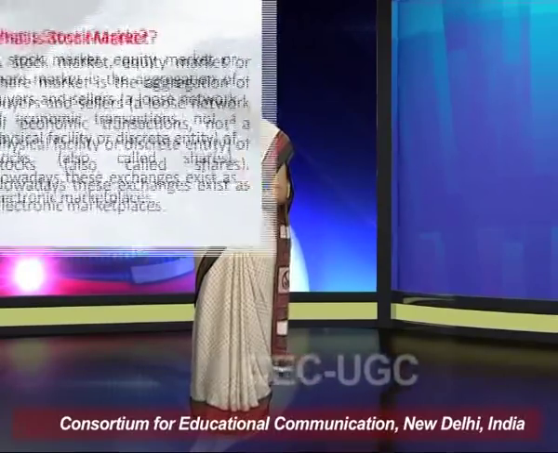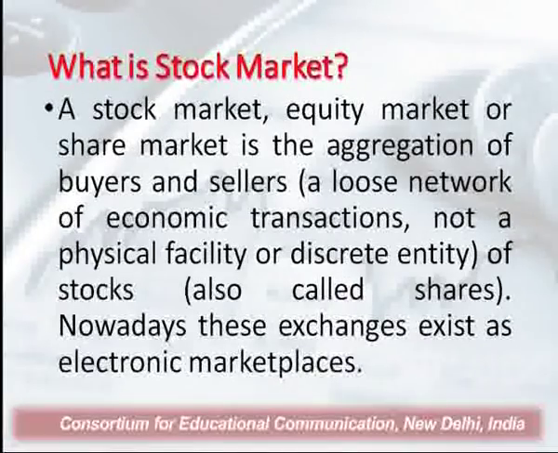Now, what is a stock market? Stock market, share market, stock exchange, equity market, all of these terms which we talk about, is the aggregation of buyers and sellers. So basically it's a loose network of economic transactions, not a physical facility or a discrete entity, of stocks, also known as shares.